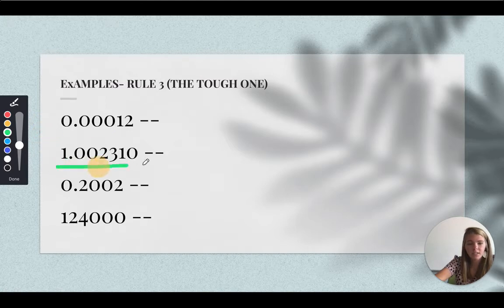Let's look at this number. We have the number 0.002310. So first let's identify our zeros. We have 3 zeros in this number. Is this 0 in a sandwich? Yes, so we count him.